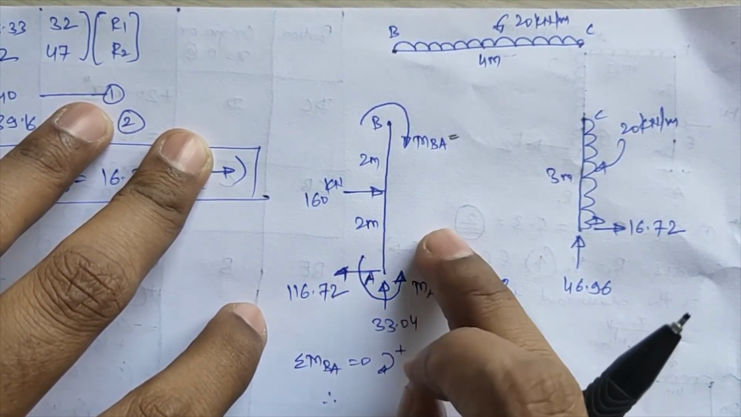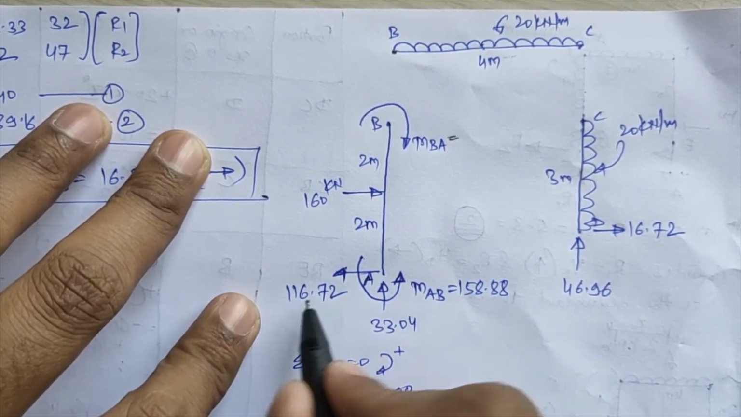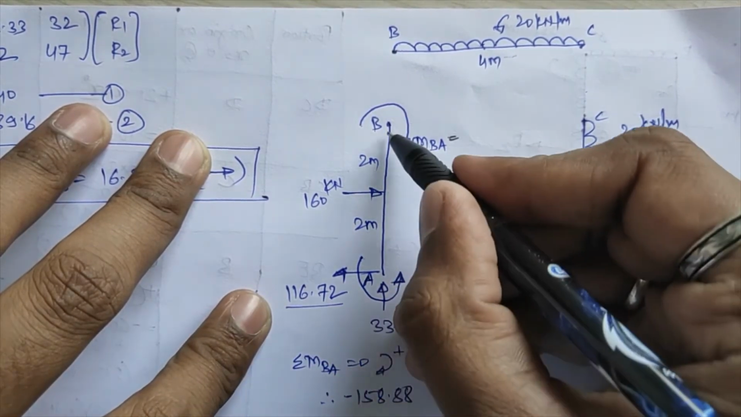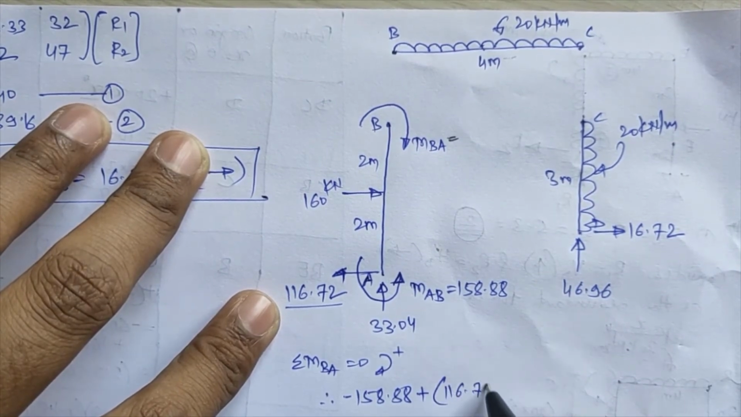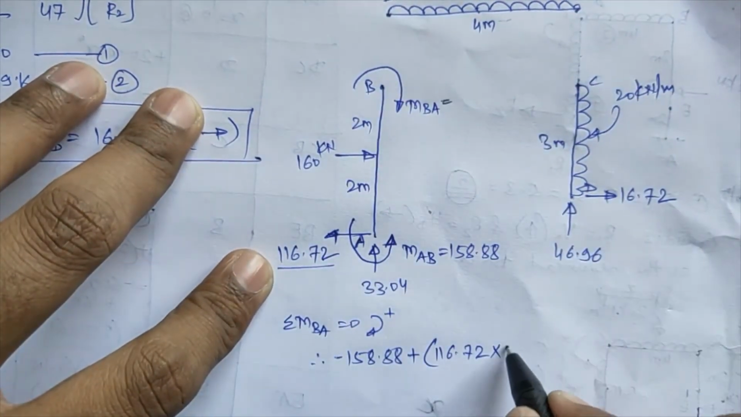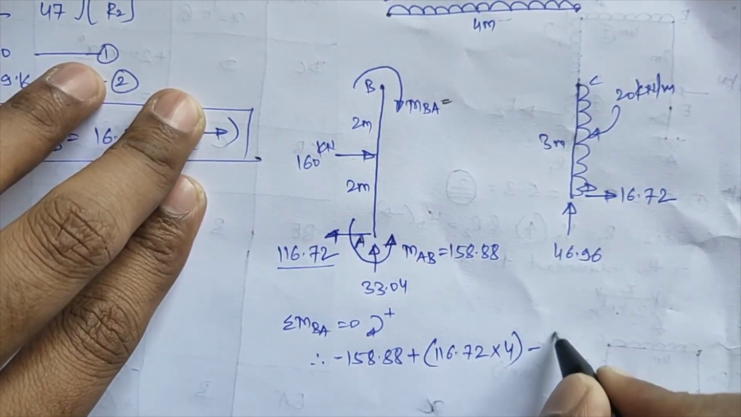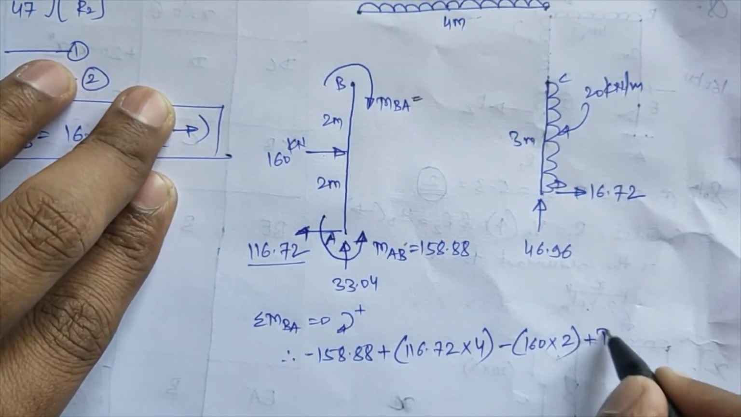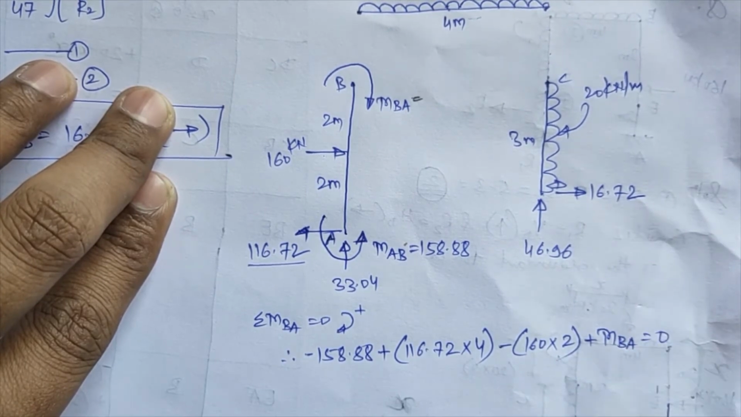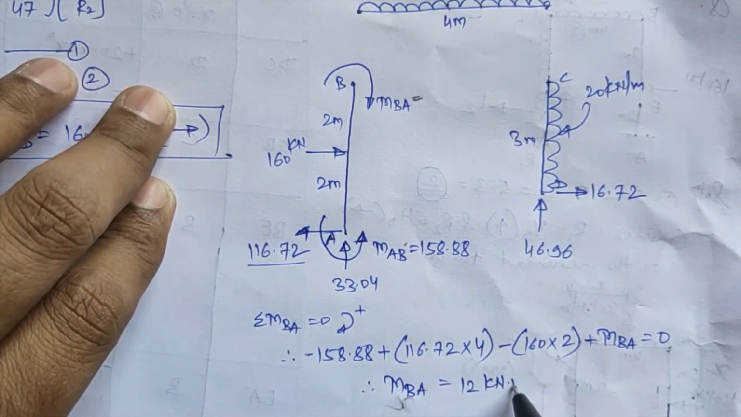You are having MAB anti-clockwise in nature, so that I'll get as minus 158.88. Next, moment of this 116.72 along this will be clockwise in nature, so that will come plus 116.72 multiplied by its lever arm, which will be 4 up to point B, right? Next, this 160 will be anti-clockwise in moment, so 160 into 2, and along with that plus MBA is equal to 0. So if you solve for this, I have got MBA equal to 12 kilonewton meter positive.